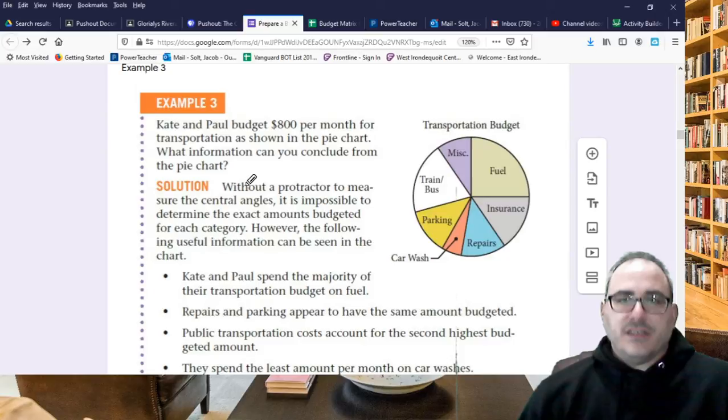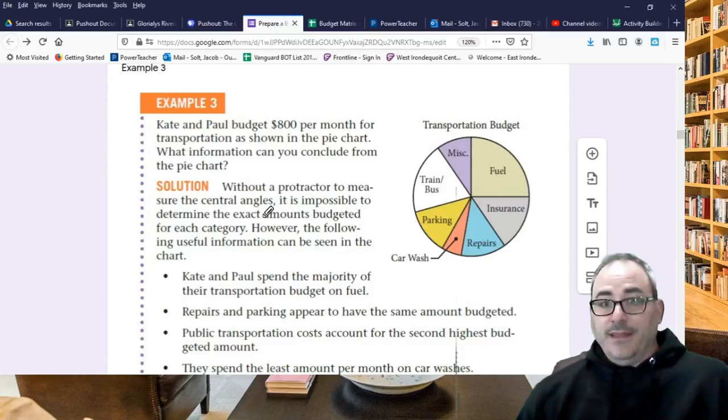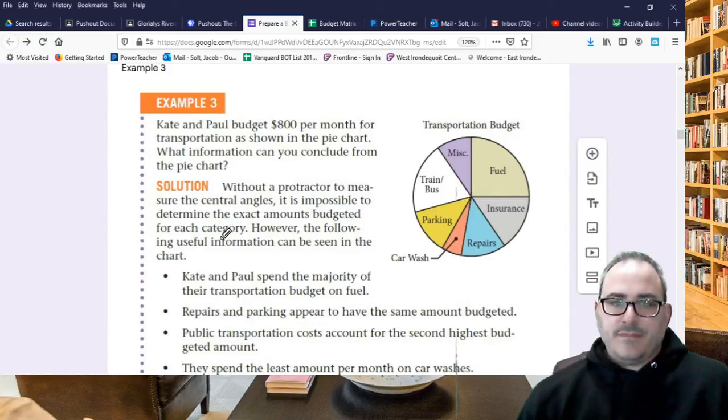Without a protractor to measure the central angles, it is impossible to determine the exact amounts budgeted for each category. However, the following useful information can still be seen in the chart. Even though we don't know exactly the percentages, we can say that Kate and Paul spend the majority of their transportation budget on fuel. That's the biggest slice of this pizza pie.